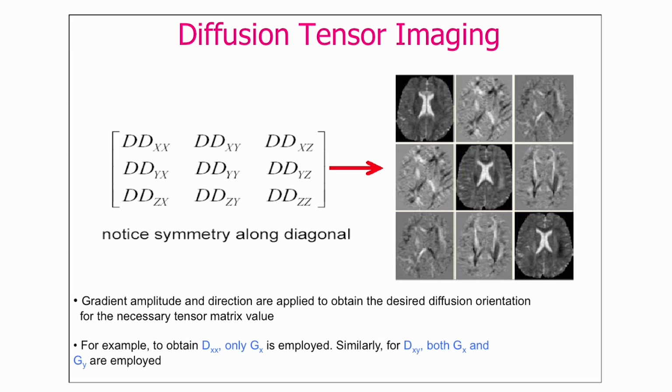If we do that, we end up with, if we're looking at diffusion in the x direction, this is what the image looks like. If we're looking at the diffusion in the xy direction, this is what the image looks like. And finally, if we're looking in the z direction, this is what the diffusion looks like. So you end up with this set of images corresponding to this resolution of those different directions.